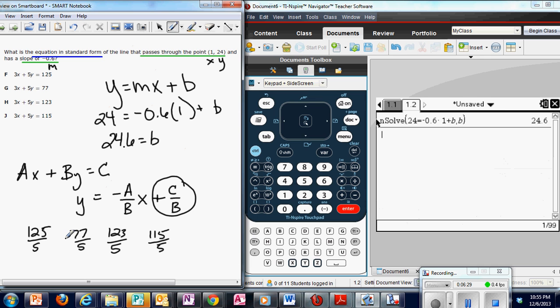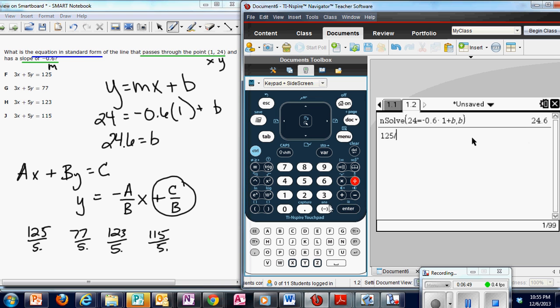Now in the calculator, if I enter these as is, if they are fractions as answers, they're still going to stay as fractions. They're not going to show me a decimal. So what I'm going to do is put a decimal point with the 5 on all of them to make sure I get decimals. So 125 divided by 5 with a decimal, and you get 25.